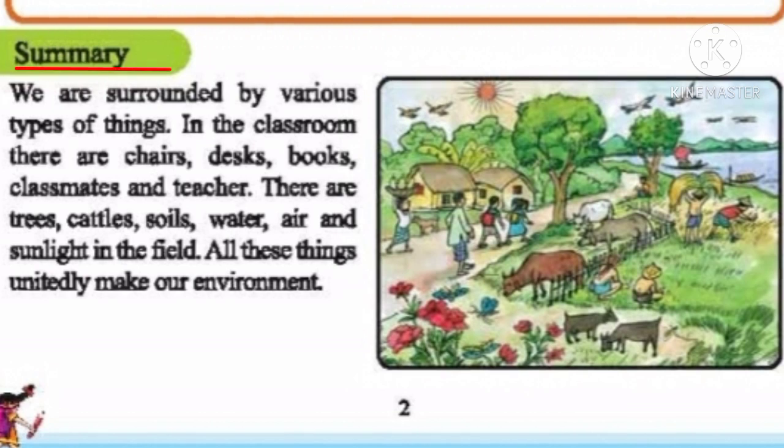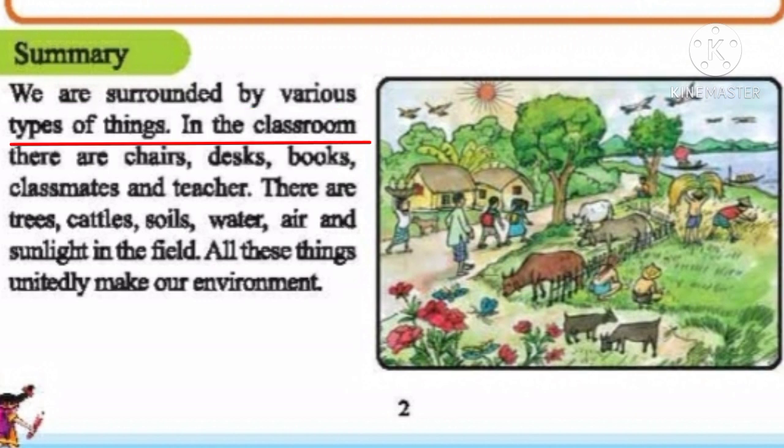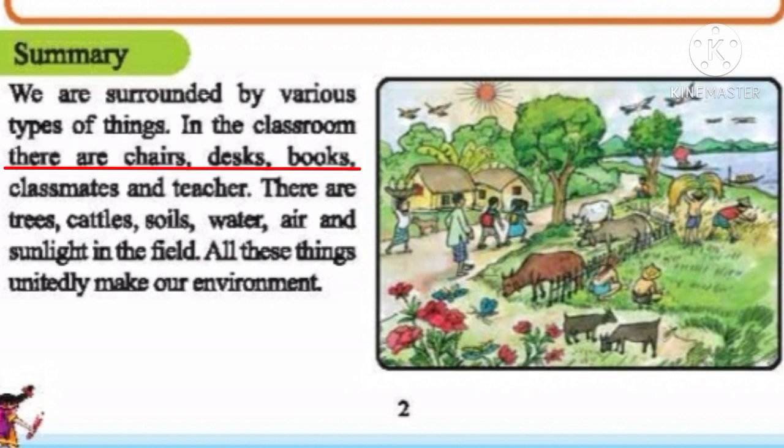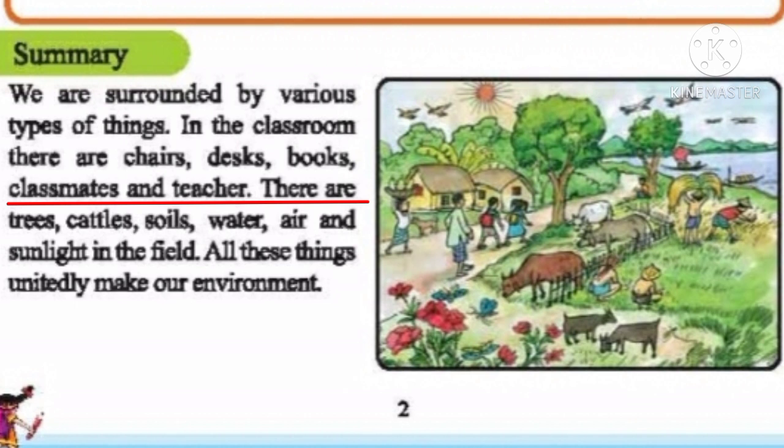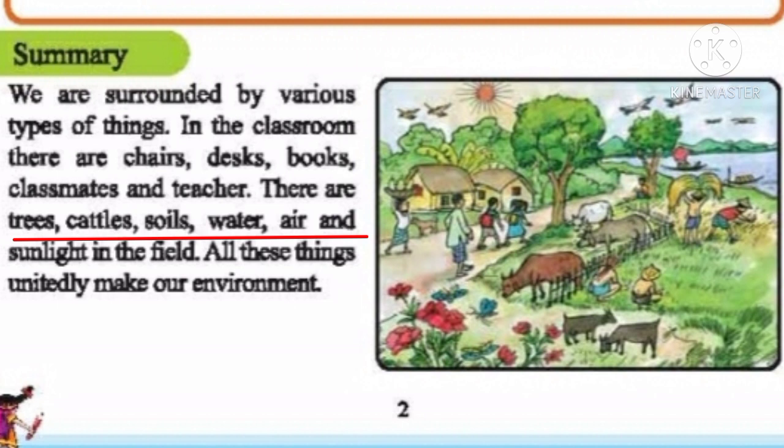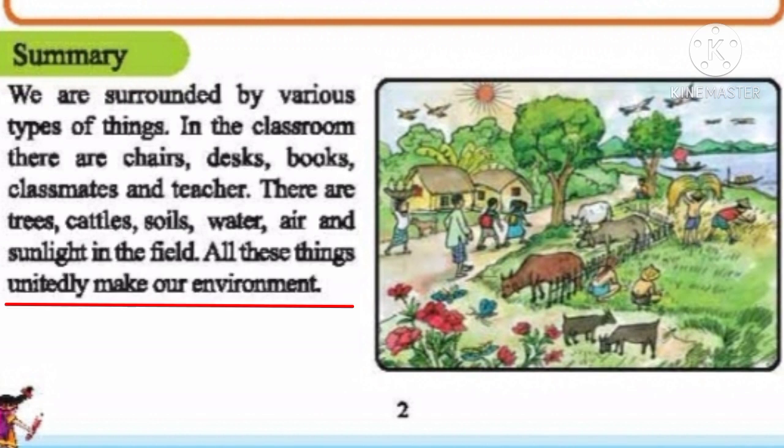Now, I will read the summary from page number 2. We are surrounded by various types of things. In the classroom, there are chairs, desks, books, classmates and teacher. There are trees, cattle, soil, water, air and sunlight in the field. All these things unitedly make our environment.